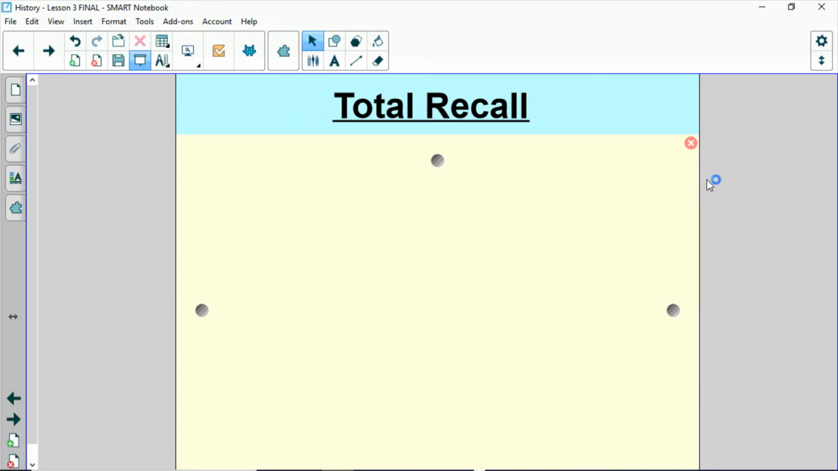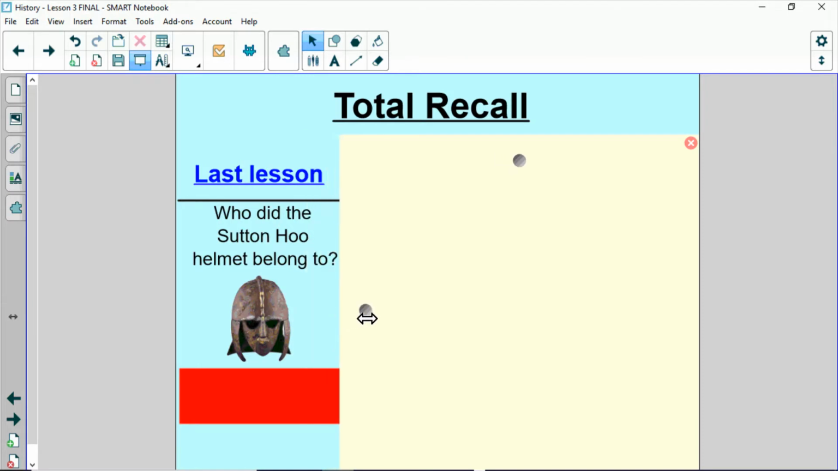Now, to begin with, we're going to have some total recall questions, which are coming onto your screen now. The first one is from last lesson, and if you remember, we had a picture of this helmet here. Our question is, who did this Sutton Hoo helmet belong to? Now, it's the name of a king. Can you remember what that king was called?